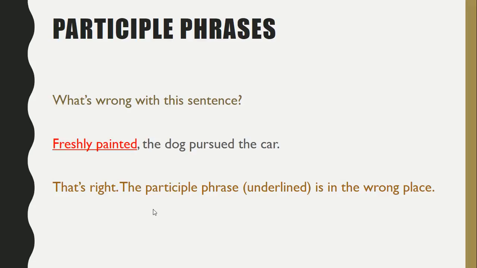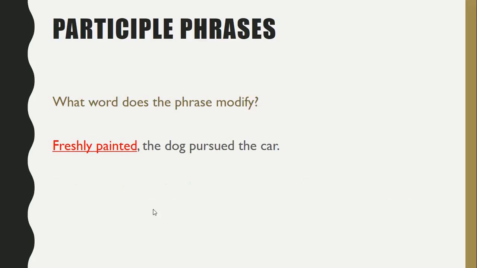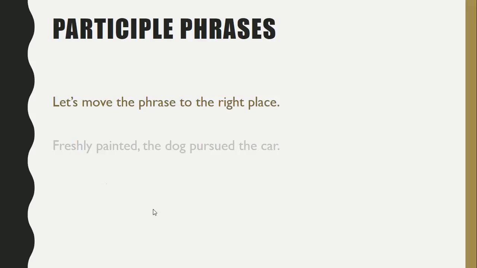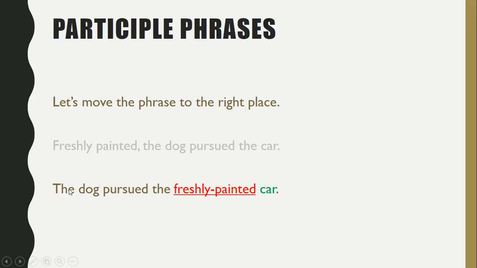That's right, the participle phrase is in the wrong place. What word does the phrase modify? Well, it doesn't modify dog. Probably modifies the word car. So let's put it where it needs to go. Let's move it to the right place. We're going to put it in front of car. The dog pursued the freshly painted car. And this is an adjective. An adjective should go next to the noun that it modifies in most cases.